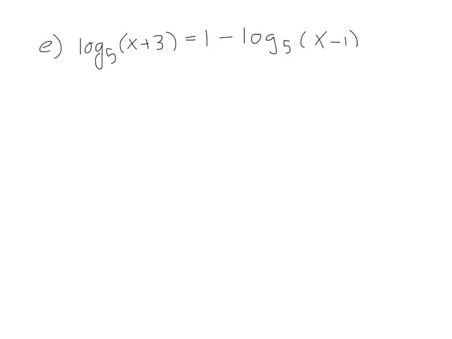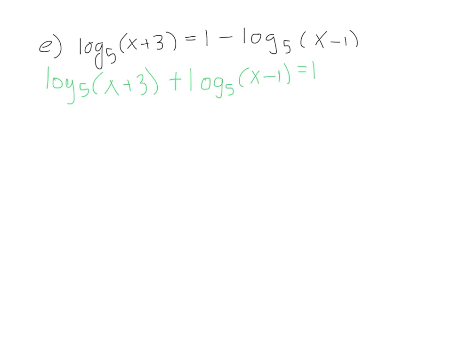Now this problem is going to follow kind of the same pattern. So I have log base 5 of x plus 3 equals 1 minus log base 5 of x minus 1. Whenever we can, we want addition, which relates to multiplication, not subtraction, which relates to division. So I'm going to add over that other log base 5. So I have log base 5 of x plus 3 plus log base 5 of x minus 1 is equal to 1.